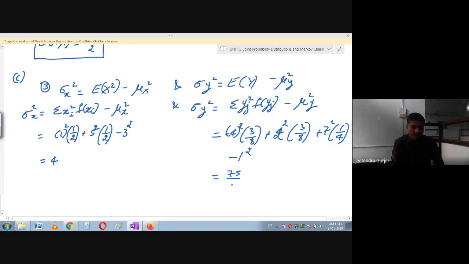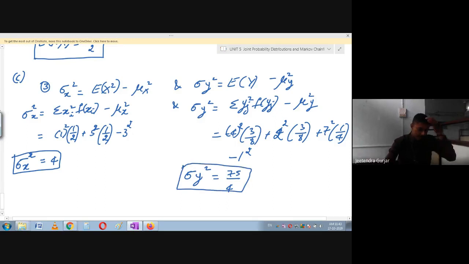Yes, just please try these values, 75 divided by 4. So this is what we get, sigma x square, and this is sigma y square. Please try in your calculator, students, check the answer. Okay, so like this we have to calculate these answers. Now similarly we'll go for the D.